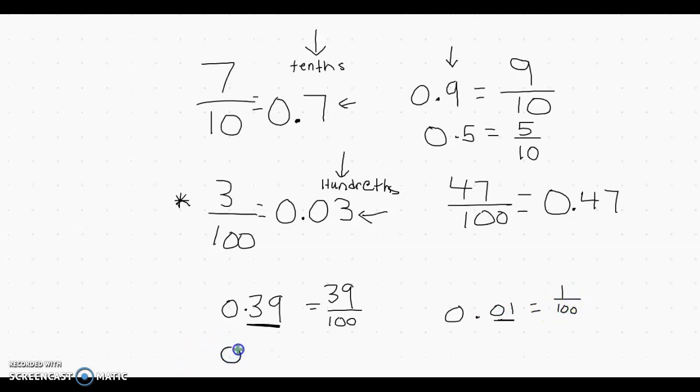Okay, if you have a decimal that looks like this, say 0.6, since there's only one digit, you're going to put 6/10. Okay, so 1 digit after the decimal is tenths place, 2 digits after the decimal is the hundredths place. Okay, so you can go ahead and get started on your work.